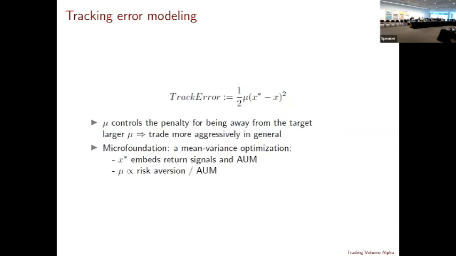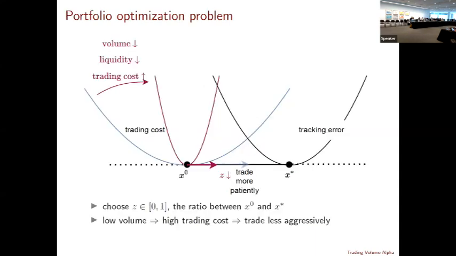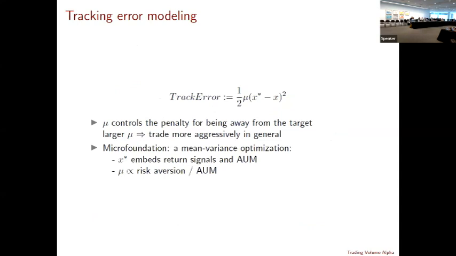Okay. So the details of this is tracking error. Tracking error is just going to be represented by this quadratic function, right? Mu is just a parameter that represents how much you care about that tracking error. If you're really risk averse, you'll care about it more. And mu is proportional to risk aversion as well as your assets under management. So if I'm a large firm, I'm going to care about mu even more. Why? Because my price impact is going to be bigger as well. So it's going to work in both directions.